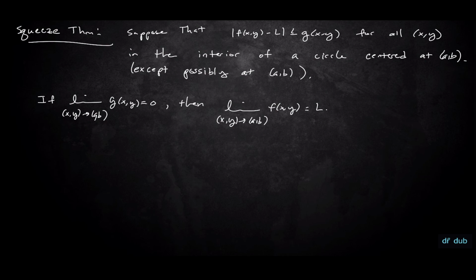So let's see how to use the squeeze theorem in an example. So for example, find the limit as (x, y) goes to the point (0, 0) of the function 2x squared y over x squared plus y squared using the squeeze theorem.